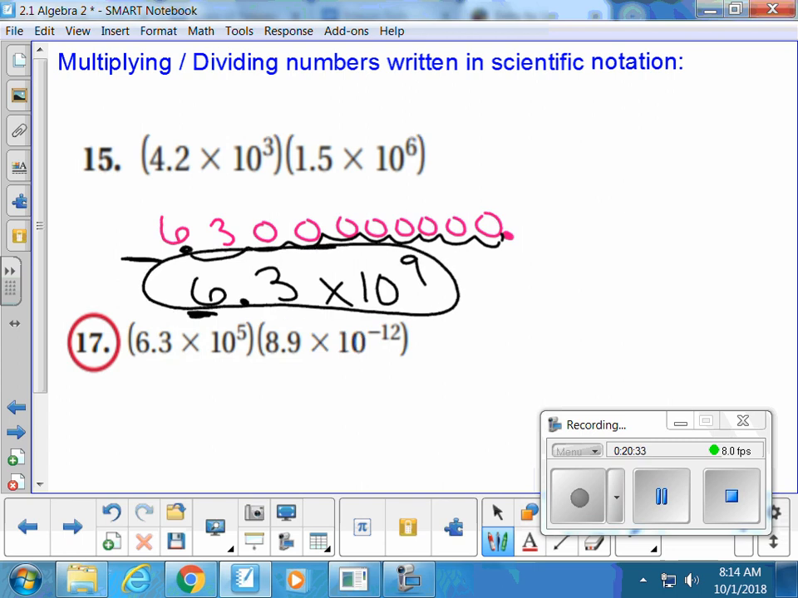Which is a little crazy. That's probably what I would have expected, seeing the 10 to the 3rd and the 10 to the 6th, for them to add up to 10 to the 9th. It's kind of like a cross-reference check.